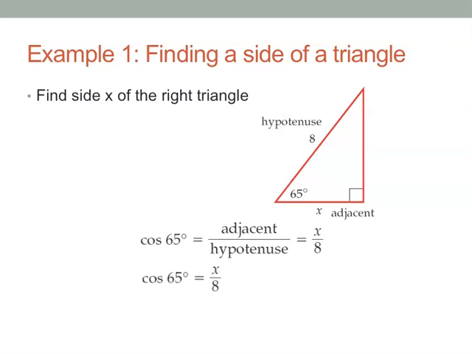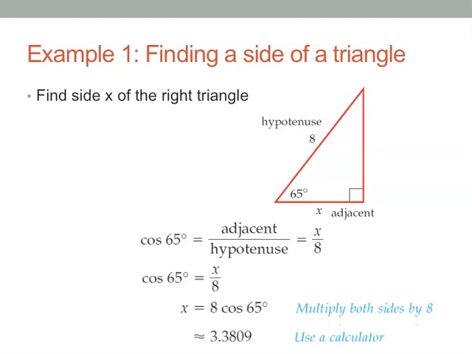To get x by itself, we multiply both sides by 8. So we have x is equal to 8 times cosine of 65. Make sure in your calculator you are in degree mode before you plug this in. And then you can go ahead and just plug in 8 times cosine of 65 degrees, and that comes out to be about 3.38 or so. Okay, so that's how you would find a missing side in a right triangle.